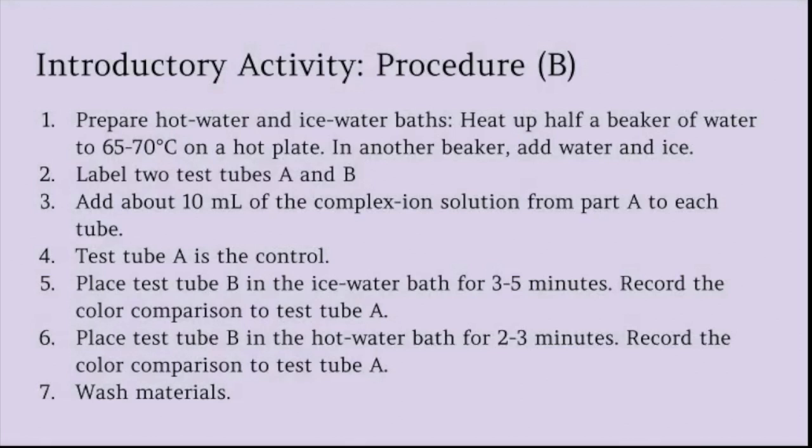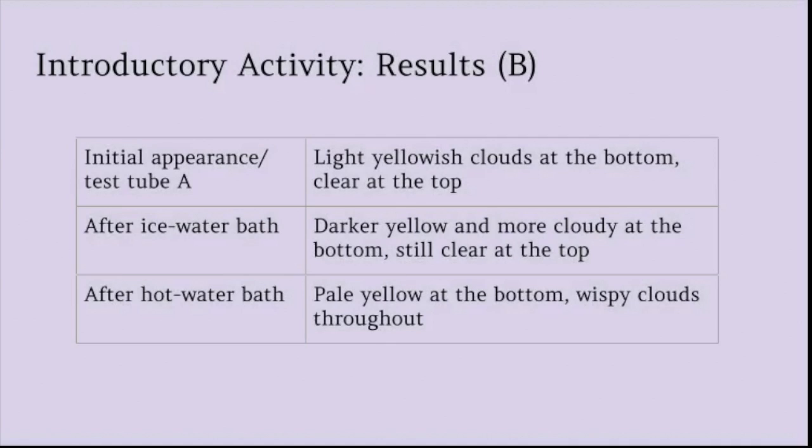Now place test tube B in the ice water bath for 3 to 5 minutes. Record the color in comparison to test tube A. Then, place test tube B in the hot water for 2 to 3 minutes. Record the color in comparison to test tube A. Lastly, wash the materials. Moving on to the results.